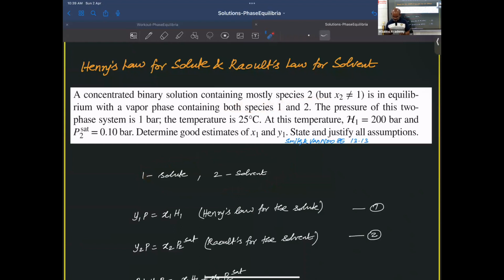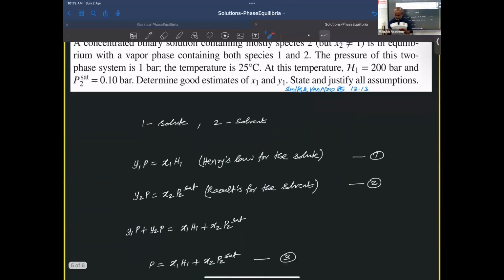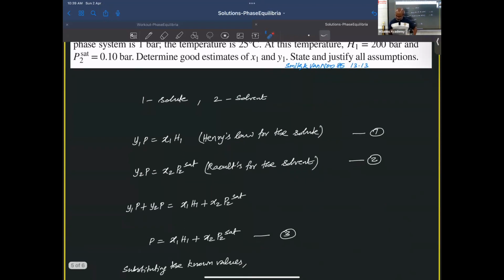So for the solute, we can apply Henry's law, and for the solvent, we can apply Raoult's law. That is our understanding of the applicability of Henry's law and Raoult's law. So we write Henry's law for component 1 and Raoult's law for component 2. There is Y1P equal to X1H1. This is for the solute. And Y2P equal to X2P2sat. This is for the solvent.